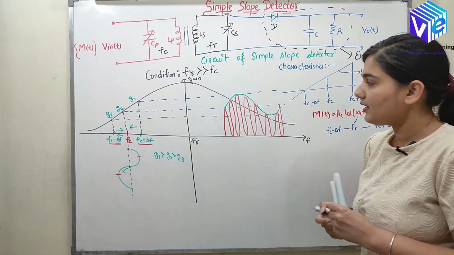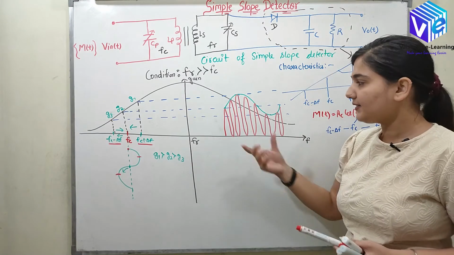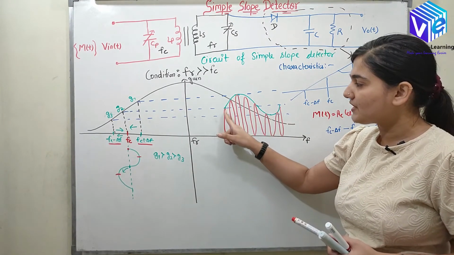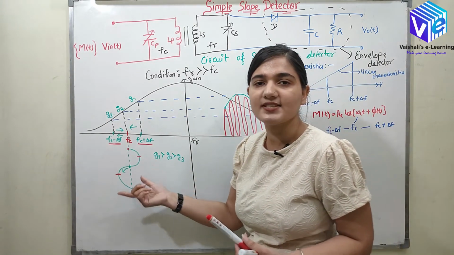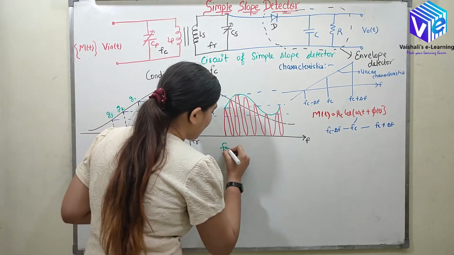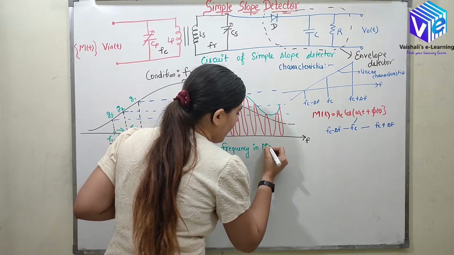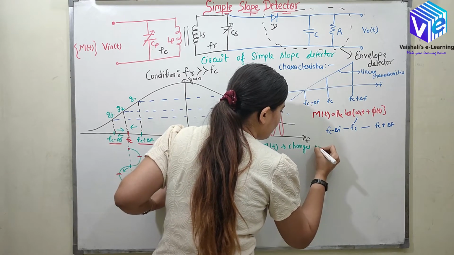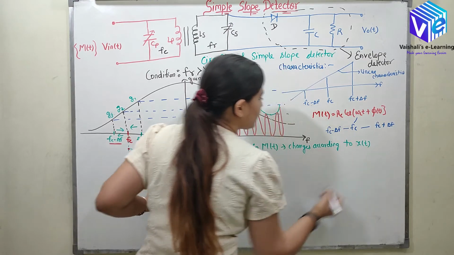Now this signal is the output signal. It is fed to the envelope detector. The envelope detector will remove this carrier signal. It will just detect the envelope, and the envelope is representing my message signal because the frequency was changing according to the message signal. Frequency in FM changes according to the message signal, and the message signal is x(t).